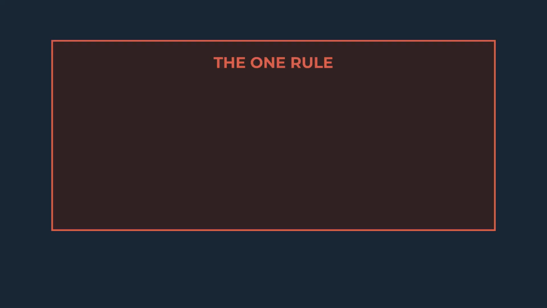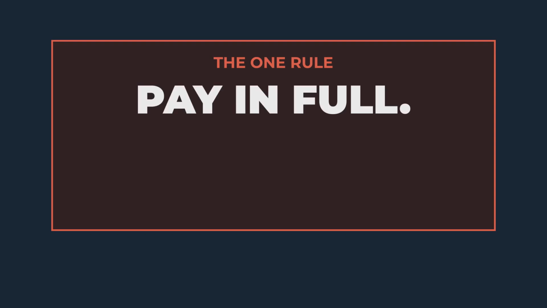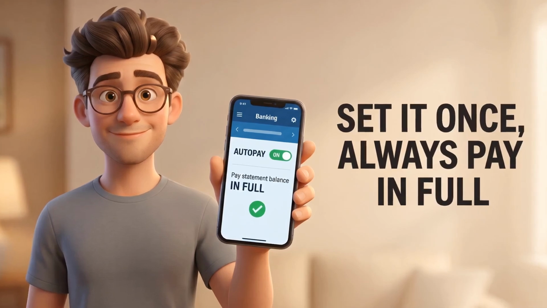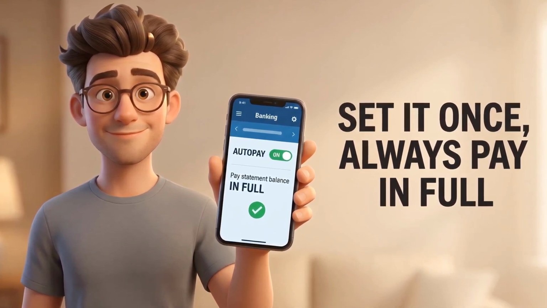But here's the rule that makes or breaks all of it. Pay the full balance every single month. Slip once, and 20+% interest wipes out every point, every perk, and every cent of float. The card only works for you if the bank never collects a dime of interest from you. And you can make sure you always pay in full. Just set up an automatic rule.